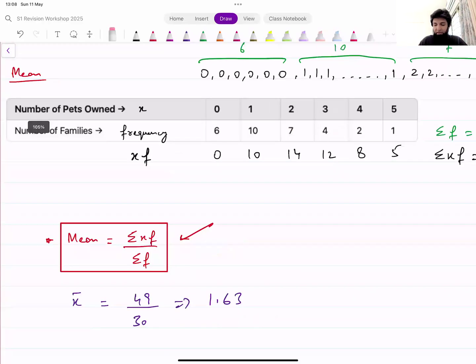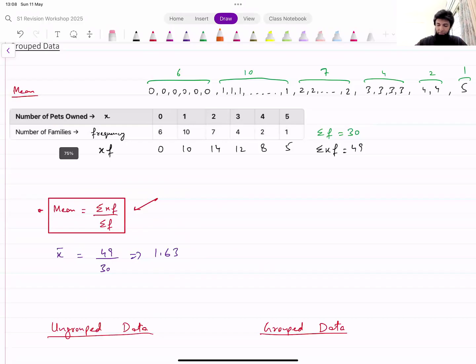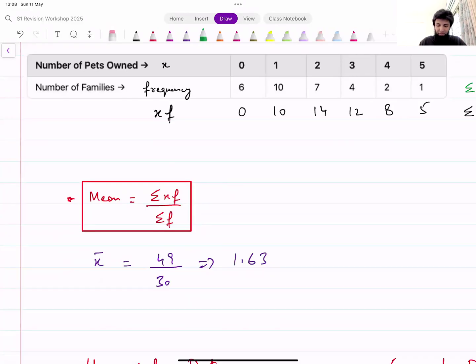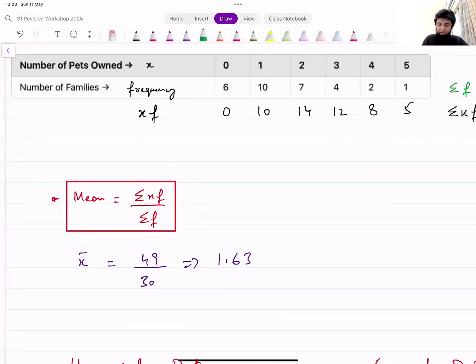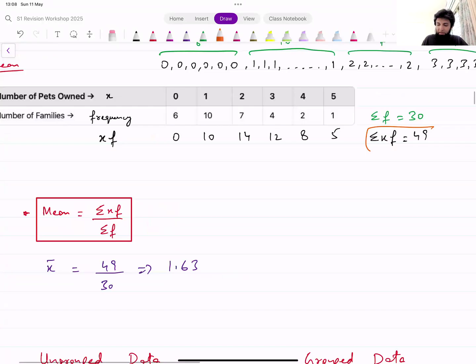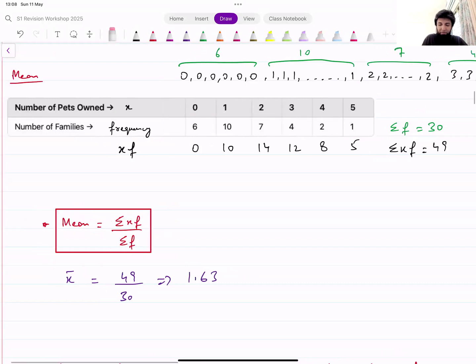How do you do that? We've got this information inside the table. The formula for mean that we have is sigma xf divided by sigma f. There's a logic behind where this comes from, but we'll not go into that. It's given in the formula sheet. All you have to do is, in the table, add another row to the data, x times f. You just multiply x and the frequency, add them all up together. That gives you sigma xf. Sigma f is the sum of all frequencies. Divide them and you get the mean.